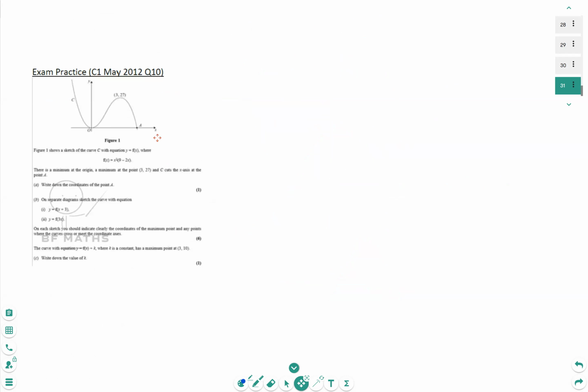So let's have a look. In this question, we're given the function itself, the formula, the equation. We know the maximum is 327, and it cuts the x-axis at point A. When they say cuts the x-axis, that means y is 0. So to find the x-intercept, we make y equal 0.